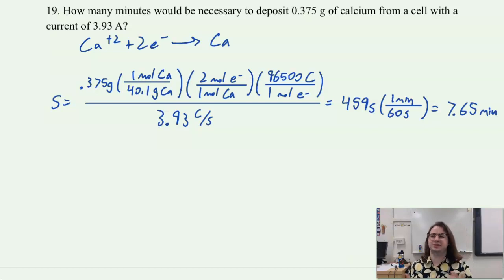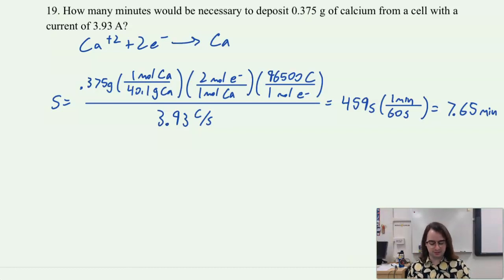And if you're wondering, well geez, how did you figure that out? Just look at the wording that's happening in the problem. It's saying that we are depositing grams of calcium from the cell, meaning that we are gaining calcium, right? And if we're gaining calcium, then that means that calcium must be reduced. It's gaining electrons. So that is the reduction half reaction for calcium.